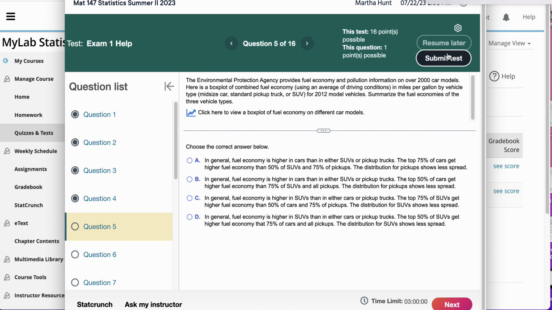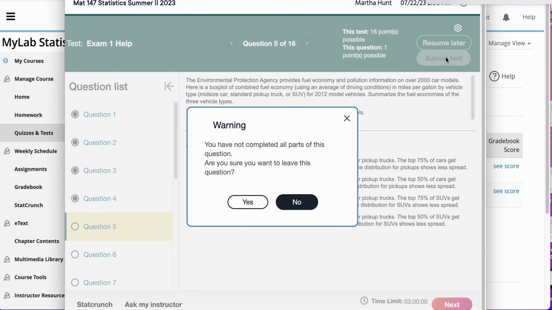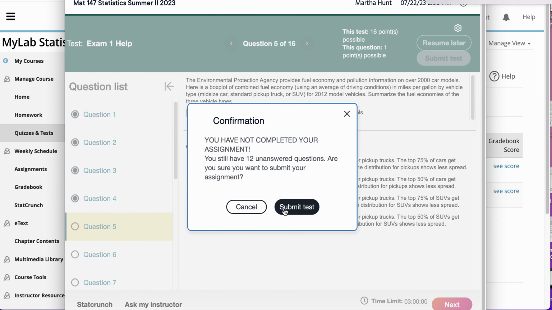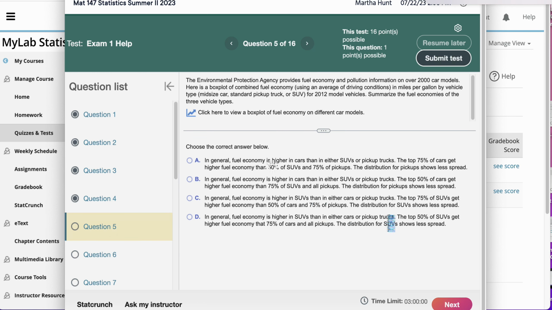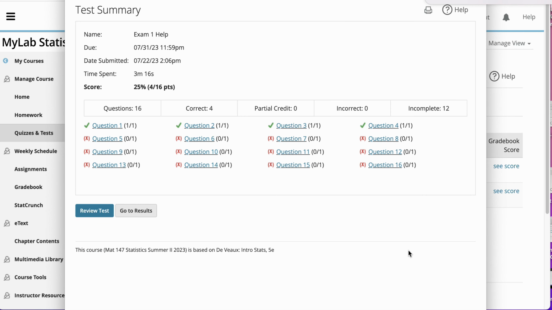So what I'm going to do is I'm going to submit the test. I know I haven't answered everything, and I still want to submit the test. So not surprisingly, I answered 4 questions and I got them correct. And I failed to answer the rest of the questions, so I got them wrong. What the very interesting feature is, you can review the test.